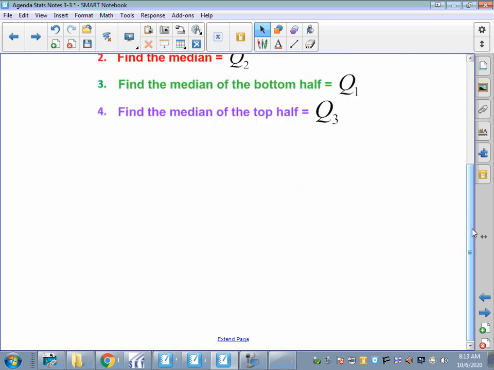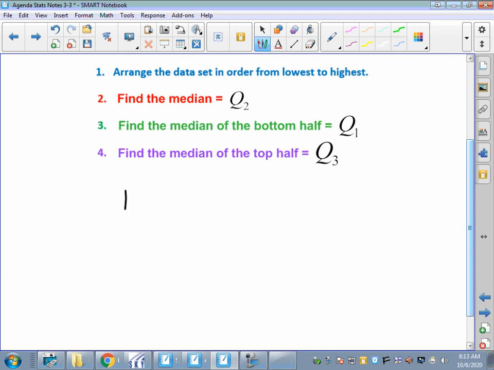So if we think about that visually, it looks like this. Here's my set of data from lowest to highest.